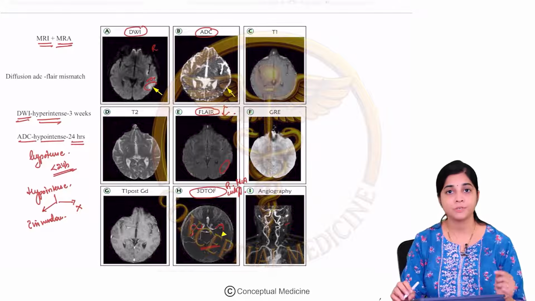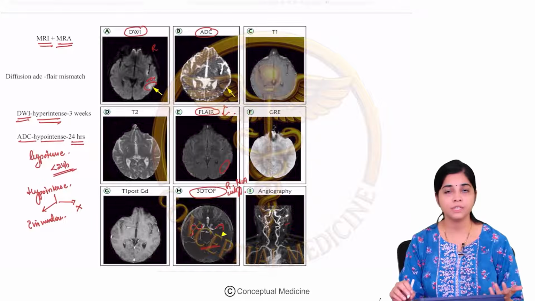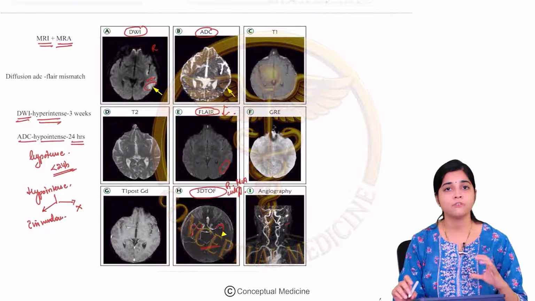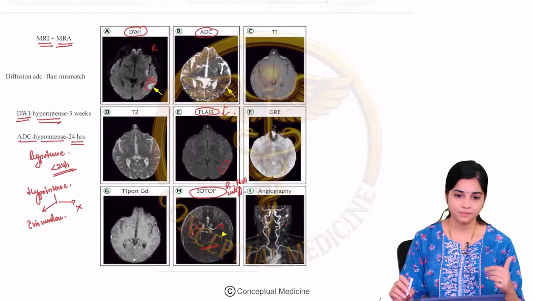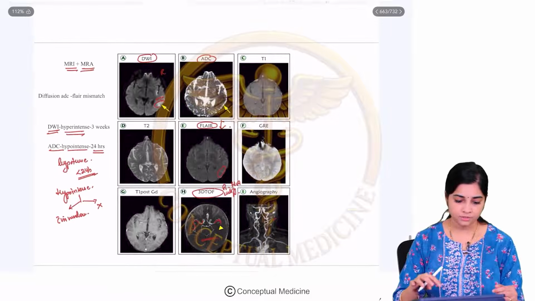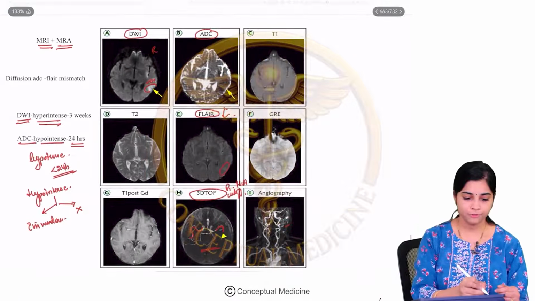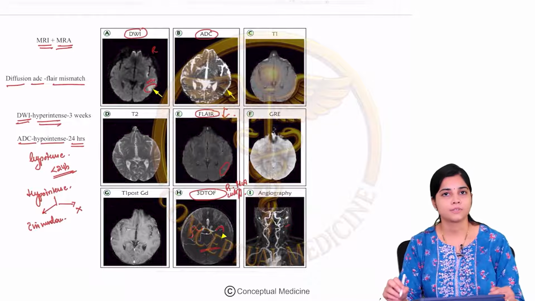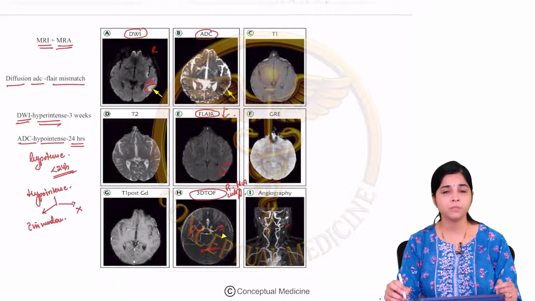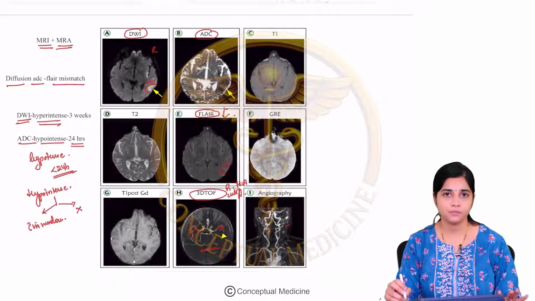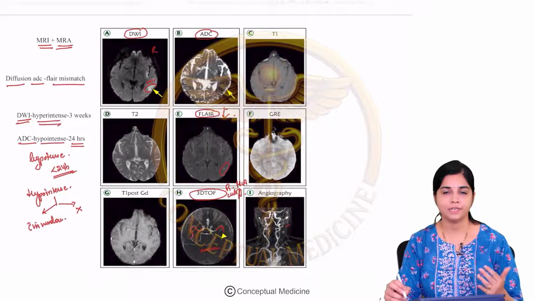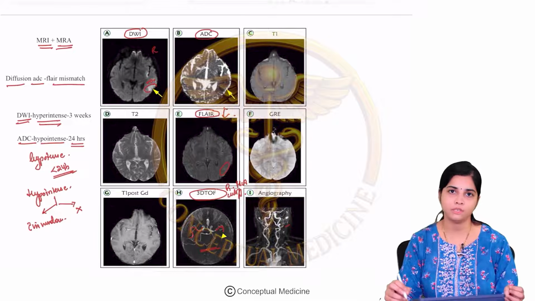Because when you do an invasive angiography, you will have to put a contrast, wait for the contrast, and so forth. So TOF images give us very rapid results. Alright, fine. So this is about your diffusion ADC FLAIR mismatch, which aids in the diagnosis of acute stroke. Whenever a patient comes to you, first do a CT, rule out hemorrhagic stroke, and then do your MRI and find out which stage of evolution the stroke is in.